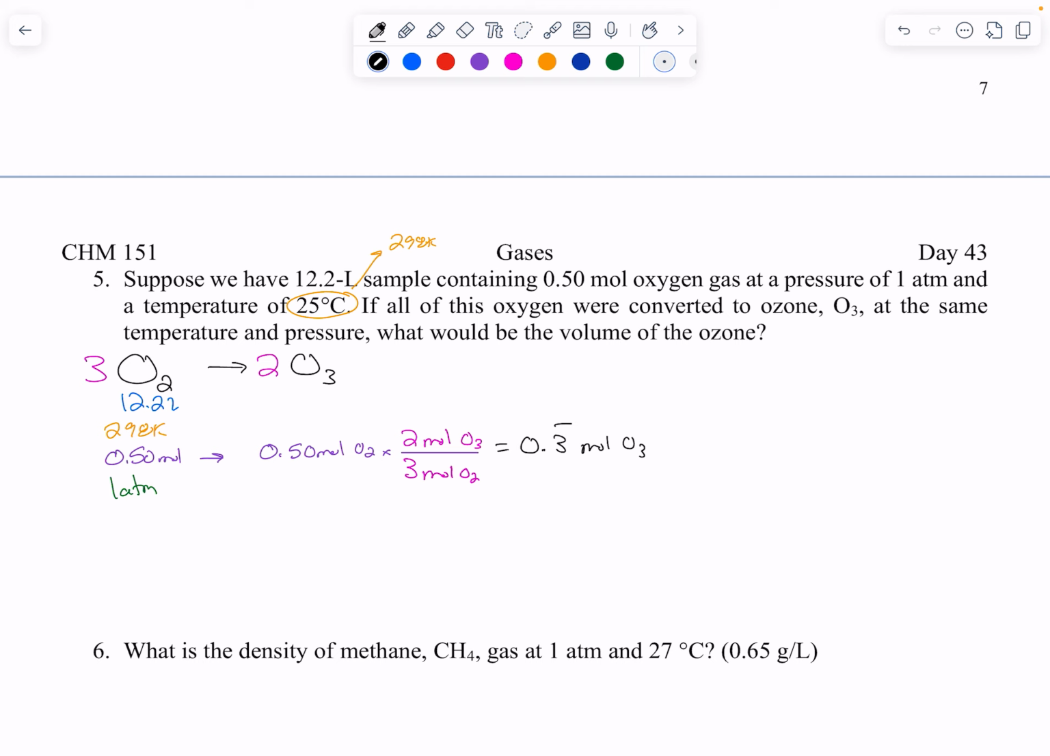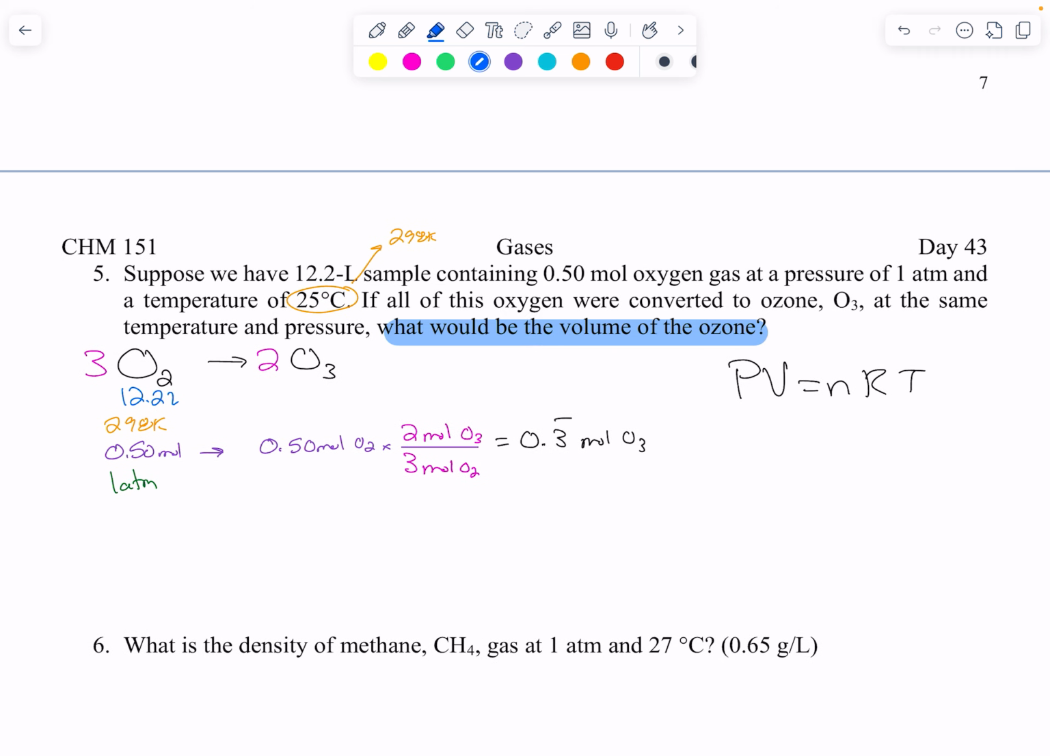All right, so my moles change, so that's PV equals nRT. And I'm looking for the volume of the ozone. I'm looking for V here. So V equals nRT over P. So let's do this. N would be 0.3 moles, repeating, but just 0.3 because I have 2 sig figs, yes, 2 sig figs.